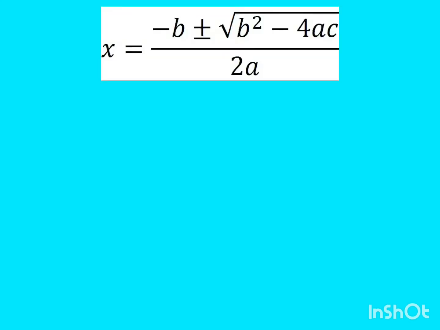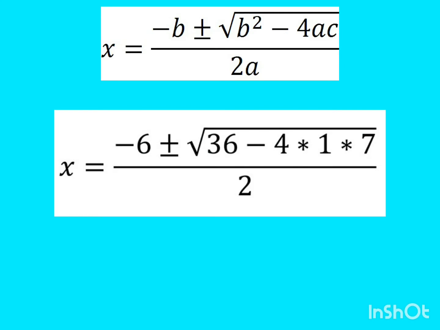So the third step is to replace the variables. So minus b is going to be minus 6 plus minus the square root of 36, because b to the second power is 36, minus 4 times a, which is 1, so minus 4 times 1, and that result multiplied by 7 because c is 7. Then 2a: 2 times a is 2 because a is equal to 1. So 2 times 1 is going to be 2.